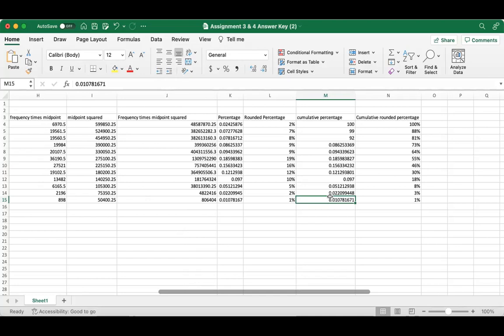Oh, wait, this is not... did we do it wrong before? No, we've done it right. So what I did is, first I said equal to K13, because I'm just moving that over. Then I said K13 plus K12, so that's this one plus this one to get this number. Then I said equals M12, which is this number, plus K11, this number. Then I did the same thing here, M11 plus this number, all the way up.